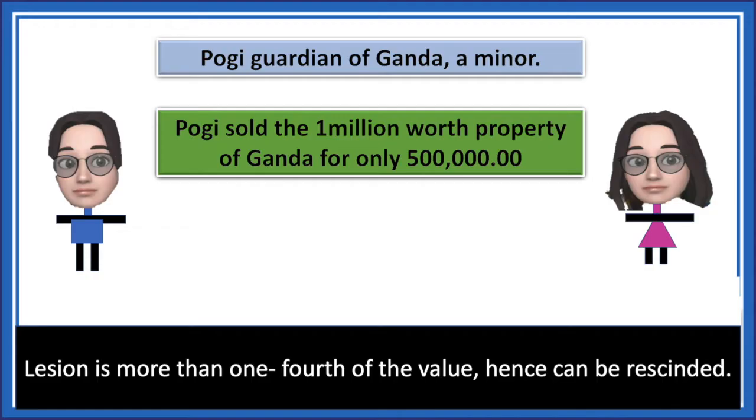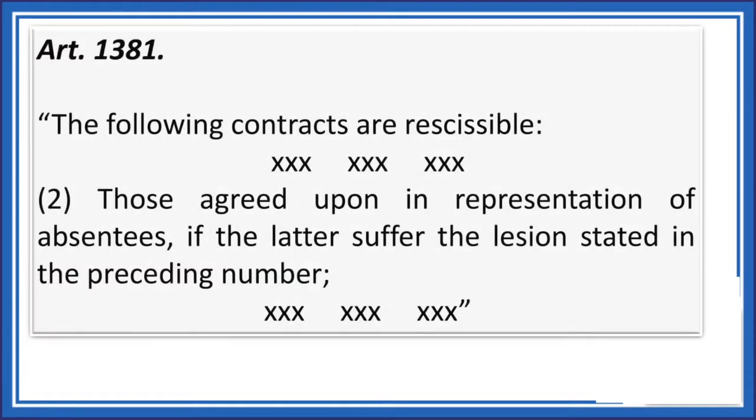Okay? So, alam ko, hindi ko na kailangang i-discuss yung lesion kasi na-discuss na natin siya in our previous videos. Now, kung hindi nyo pa napapanood yung mga previous videos, actually, i-advise ko rin, panoorin nyo na lang din kasi mas maiintindihan mo talaga yung obligation and contracts pag nakita mo siya as a whole. Anyway, let's proceed with the second enumerate ni Article 1381 as a rescissible contracts.